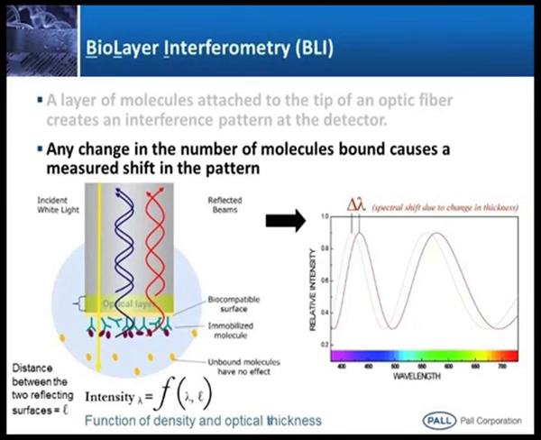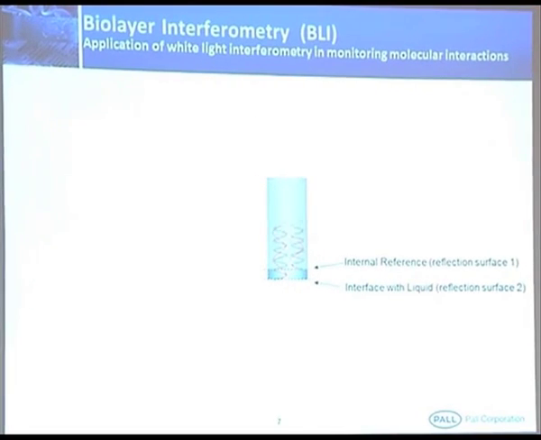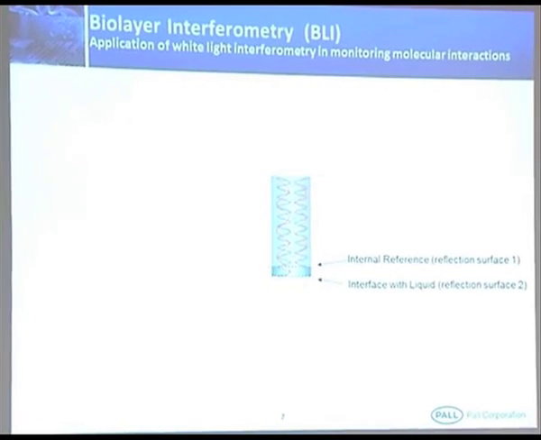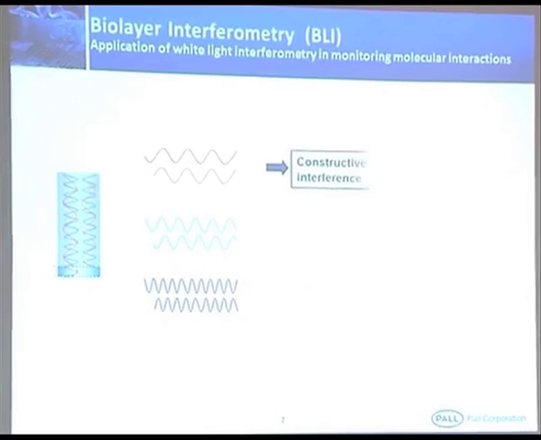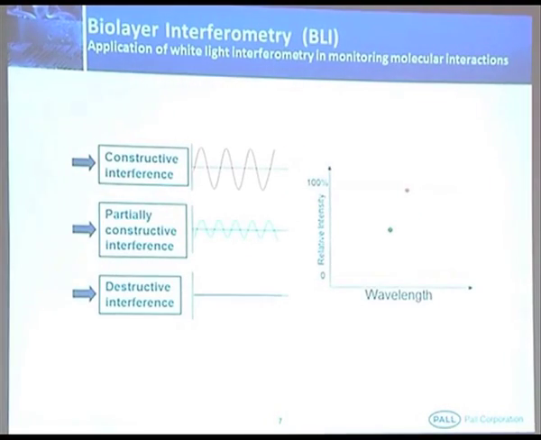We are going to measure the shift as well as the optical thickness. The response intensity is a function of the shift in the spectrum as well as the optical thickness. This is the principle behind it. I am passing a white light, okay. Light gets reflected back, one from the internal optical layer due to the matrix, another from the ligand end. So you can see all these waves show constructive as well as destructive interference. Constructive interference makes the signal rise, destructive interference makes the signal drop.